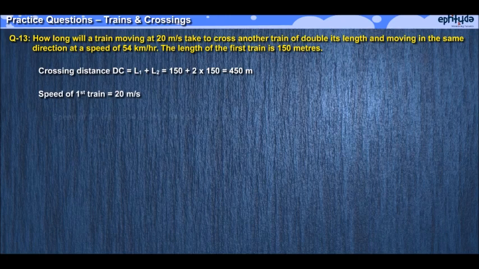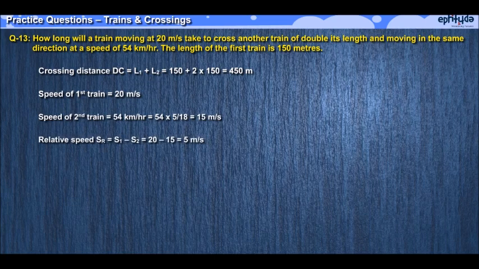Also, the speed of the first train is given to us in meters per second, but the speed of the second train must be converted into meters per second as well. Now, relative speed will be the difference of speeds, that is 5 meters per second. Using this in the formula, crossing distance equal to relative speed into time, we compute the time, we get the time as 90 seconds.